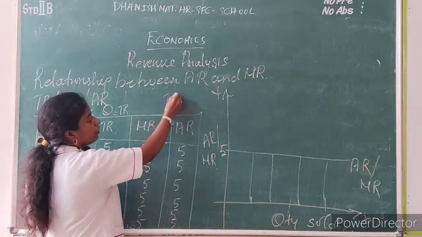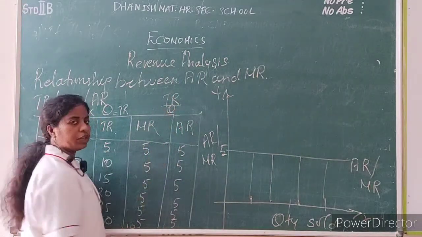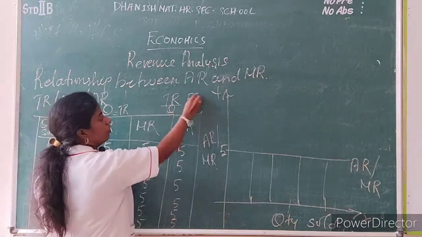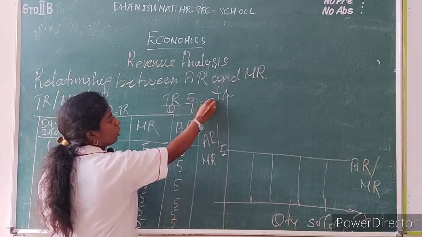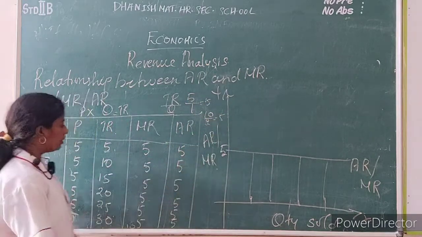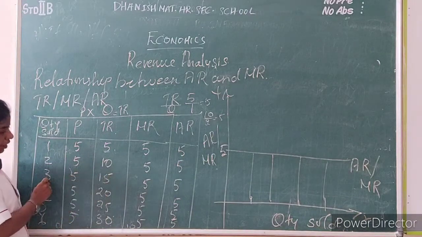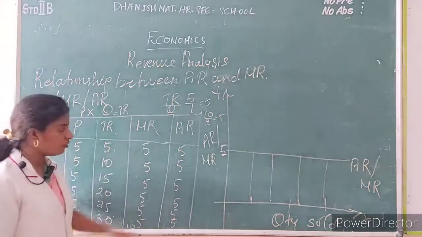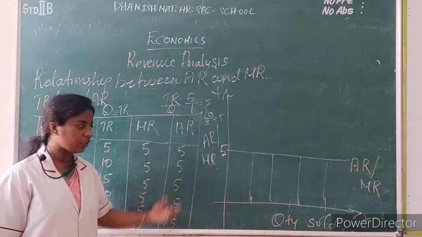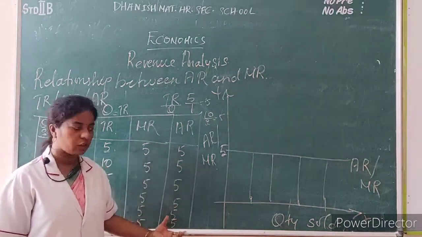So how to get the average revenue? Total revenue divided by number of units. See here, total is 5. 5 divided by 1 we get 5. Then 10 divided by 2 we get 5. Then 15 divided by 3 we get 5. So average revenue also is constant.